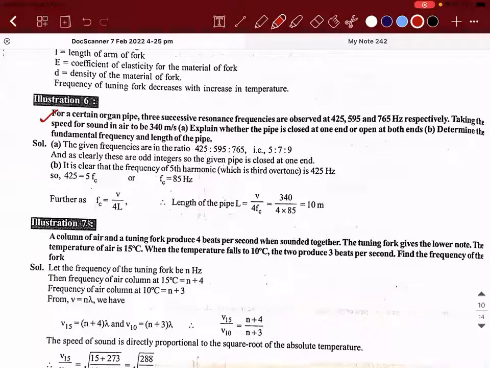For a certain organ pipe, 3 successive resonance frequencies are observed to be 425, 595, and 765 hertz. So resonance means basically something which is created forcefully. Taking the speed of sound in air to be 340 meters per second, explain whether the pipe is closed at one end or open at both the ends. Determine the fundamental frequency and length of the pipe.